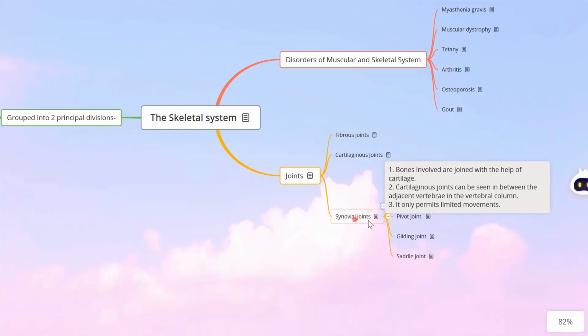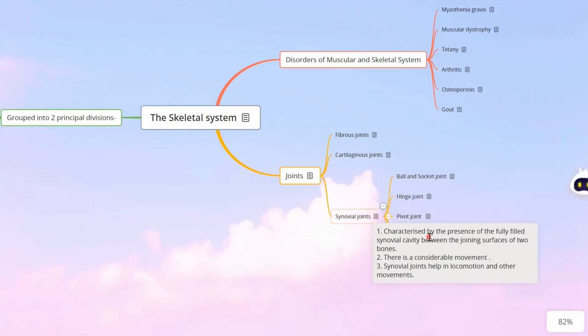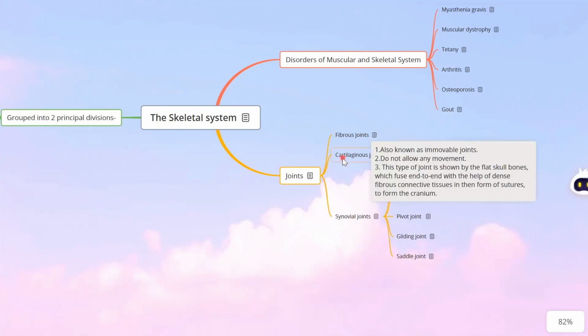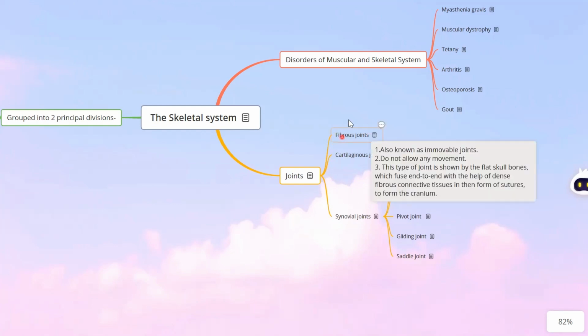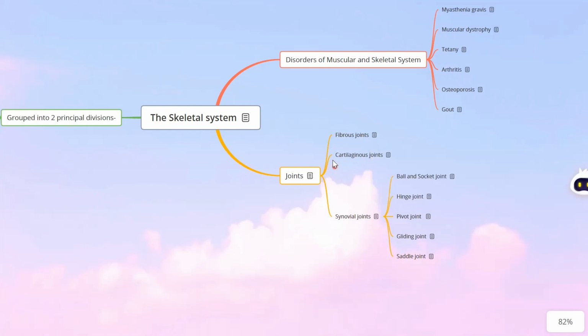And synovial joints are characterized by the presence of a fluid-filled synovial cavity between the joining surfaces of two bones. There is considerable movement here. Here it only permits limited movement, and here there is no movement at all. In fibrous joints, no movement. Cartilaginous joints, only limited movement. Synovial joints, considerable movement.